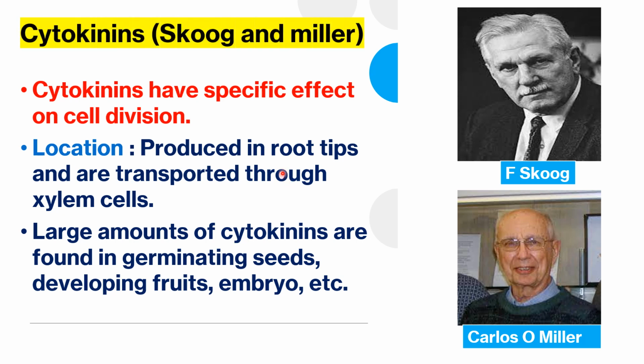Another important growth hormone present in plants is cytokinins. Cytokinins were discovered by Skoog and Miller in the 1950s, F. Skoog and Carlos O. Miller. Cytokinins have a specific effect on cell division. This is a very important point. Cytokinins are widely distributed in plants. They are produced in root tips and are transported through the xylem cells. A large amount of cytokinins is found in germinating seeds, developing fruits, embryos, etc.